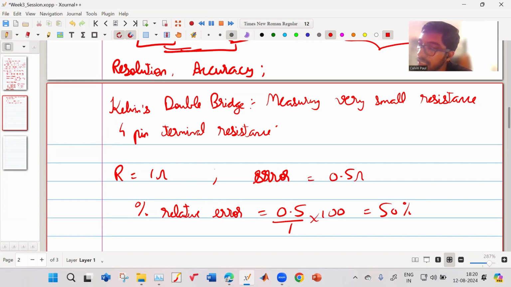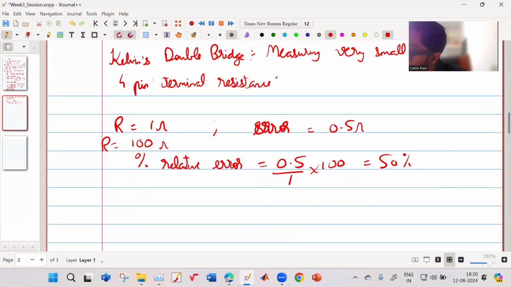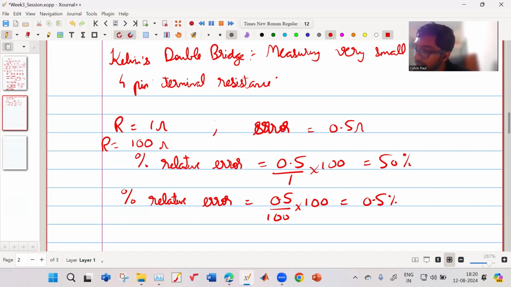Suppose my resistance, let us say, was like 100 ohm. Okay. Then in that case, my percentage relative error will be 0.5 divided by 100 into 100. That is like 0.5%. Yes. Okay. So it'll be 0.5%. So this error is insignificant. Okay. It's insignificant.